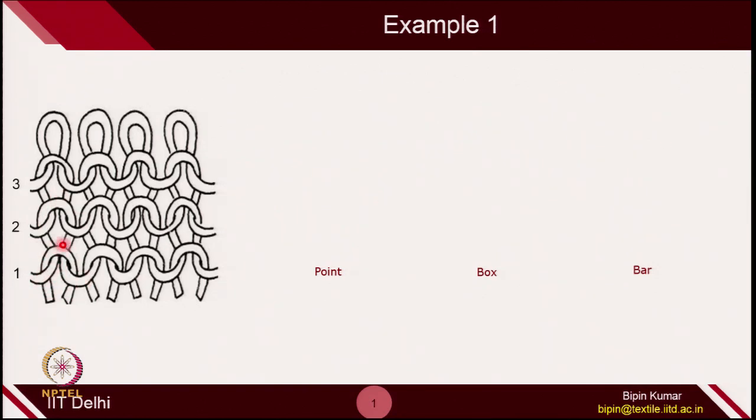So, this is technical back. The second loop in that course is also technical back, third is also the same, fourth is also the same. So, naturally if you see the number of columns, there are 4: 1, 2, 3 and 4. These are called wales. So, overall you need to first understand the basic details of the fabric structure.